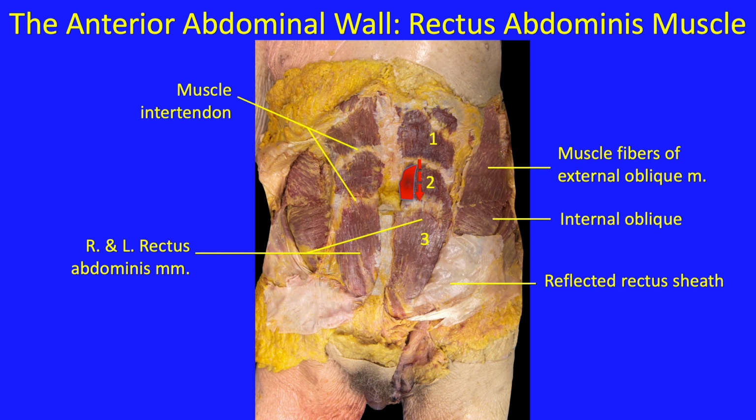In contrast, a vertical cut on the obliques, as opposed to the rectus abdominis, is more likely to involve several myotomes and compromise the integrity of the anterior abdominal wall.